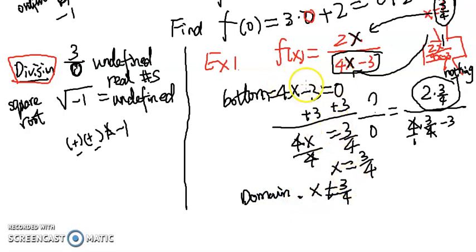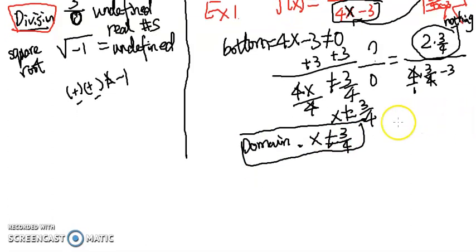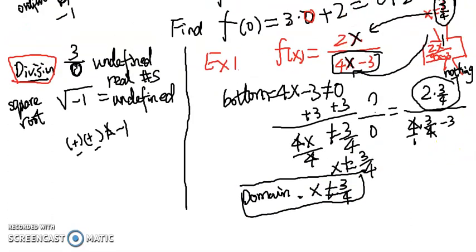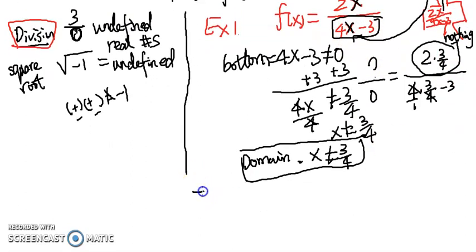Or if you want, you can start from the beginning. Just say, okay, the bottom cannot be equal to 0. When you solve this inequality, not equal to 0, you just solve it like an equation. So you find x cannot be 3/4, which means x can be any number, like 1, 2, 3, 4, or -3, -2, but it cannot be 3/4, because if you plug it in, it will make the bottom 0, which will become undefined.